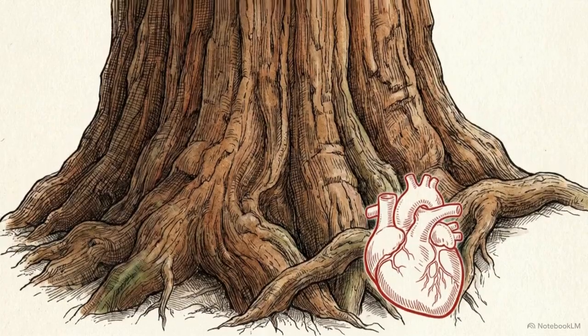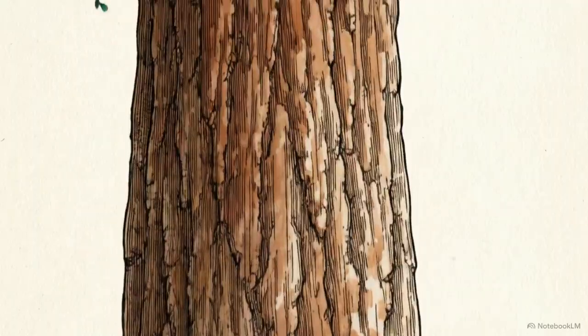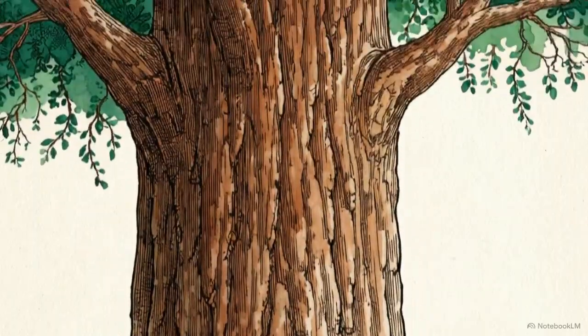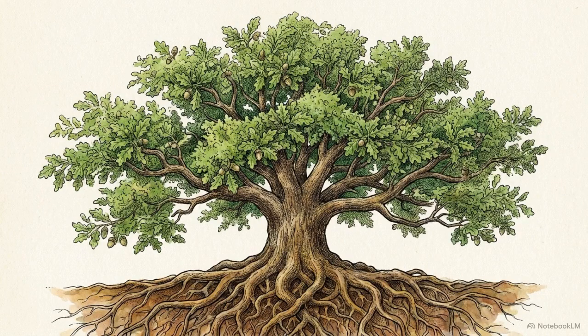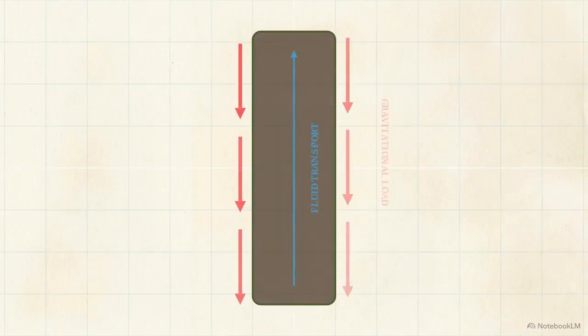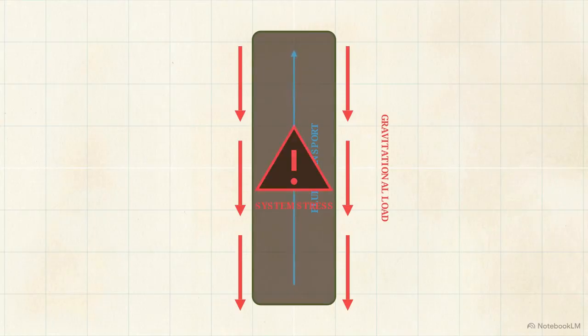A mammal relies on a centralized mechanical pump. A plant possesses no heart, yet displaces massive volumes of fluid hundreds of feet into the air. A single mature tree must lift hundreds of gallons of water from the soil to its canopy every single day. Without moving parts, overcoming this sheer gravitational load presents a severe engineering problem.